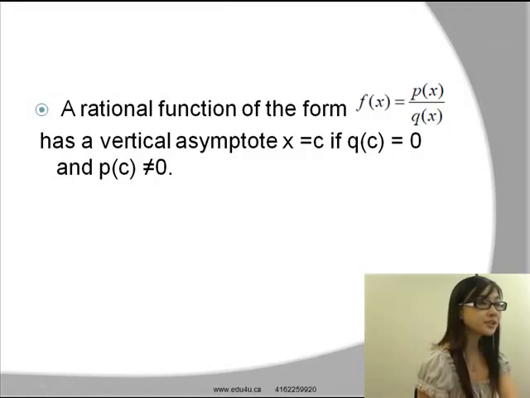Recall that a rational function has the form f(x) = p(x) over q(x). The function f(x) will have a vertical asymptote at c if q(c) is equal to 0, provided that p(c) does not equal 0.